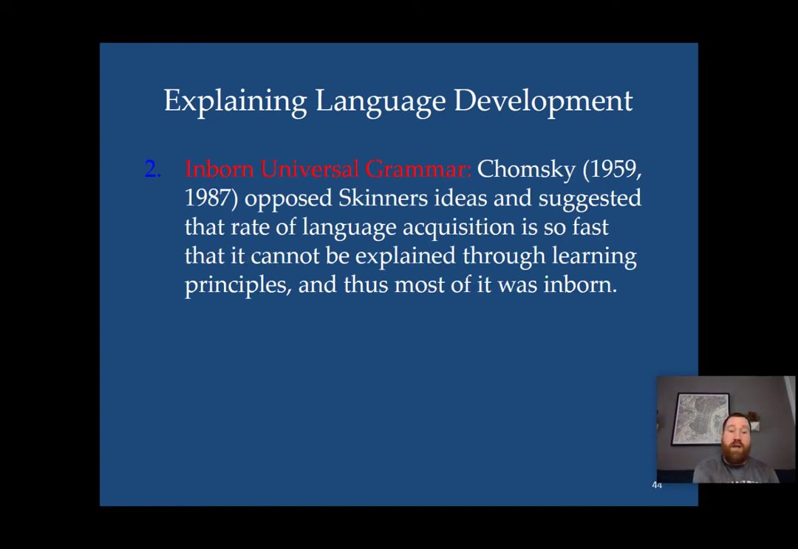On the opposite side, you have someone like Noam Chomsky, who, oddly enough, is from Philly. He's a linguistics professor at MIT. He basically argues that because of that vocabulary spurt that we talked about before, where it just shoots up, but you can't do that just through rewards and punishments, that there's something inborn with humans that allows us to acquire languages so fast and without much effort.